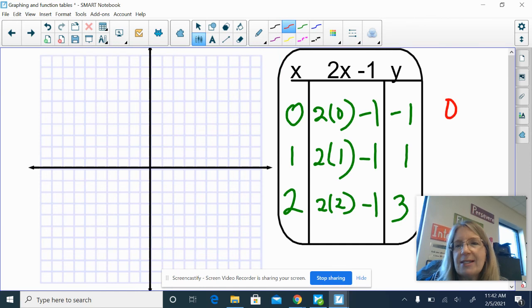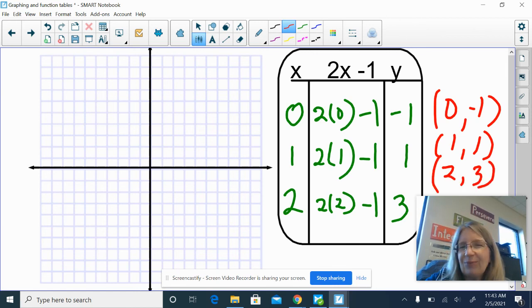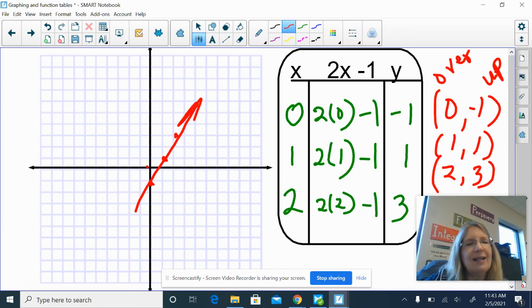Now I'm going to try to speed this up because I feel like my video is getting too long. 1, 1, 2, 3. Here we go. Stay on 0, down 1, over 1, up 1. So back to 0, 0, over 1, up 1, over 2, up 3. I always tell myself the X's are the overs, the Y's are the up. Over 2, up 3. So there's our line. Oopsie, I got a little bit off. But that's our function table. That's graphing a function table.